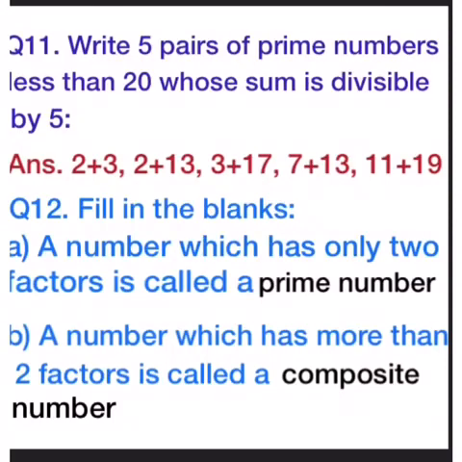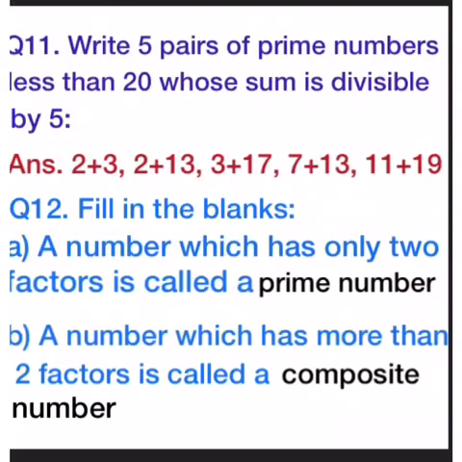Then comes 3 plus 17. 3 and 17 are prime numbers, and when they are added they give 20, which is again divisible by 5. 7 plus 13 again 20, and it is also divisible by 5. Then 11 plus 19, again 2 prime numbers, addition is 20 and divisible by 5.